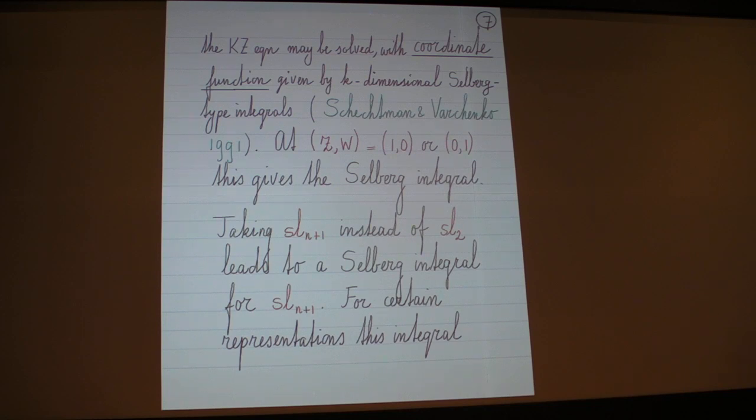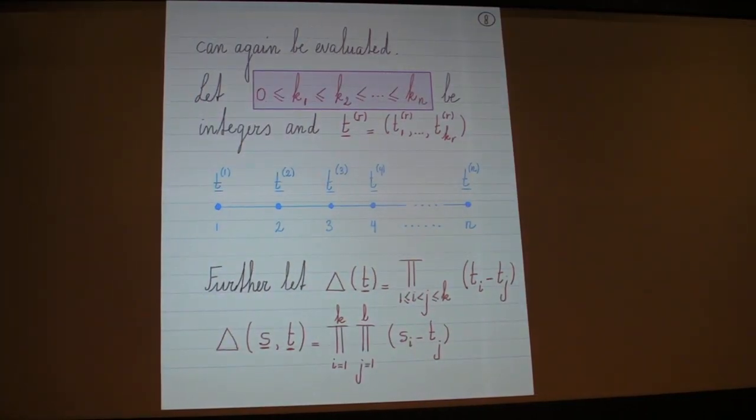So again, as I said, they have general solutions in terms of Selberg-type integrals. So if we take the A_N case, and again we look at special points, can we explicitly evaluate these integrals? So is that going to happen or not? Of course, the answer is yes.